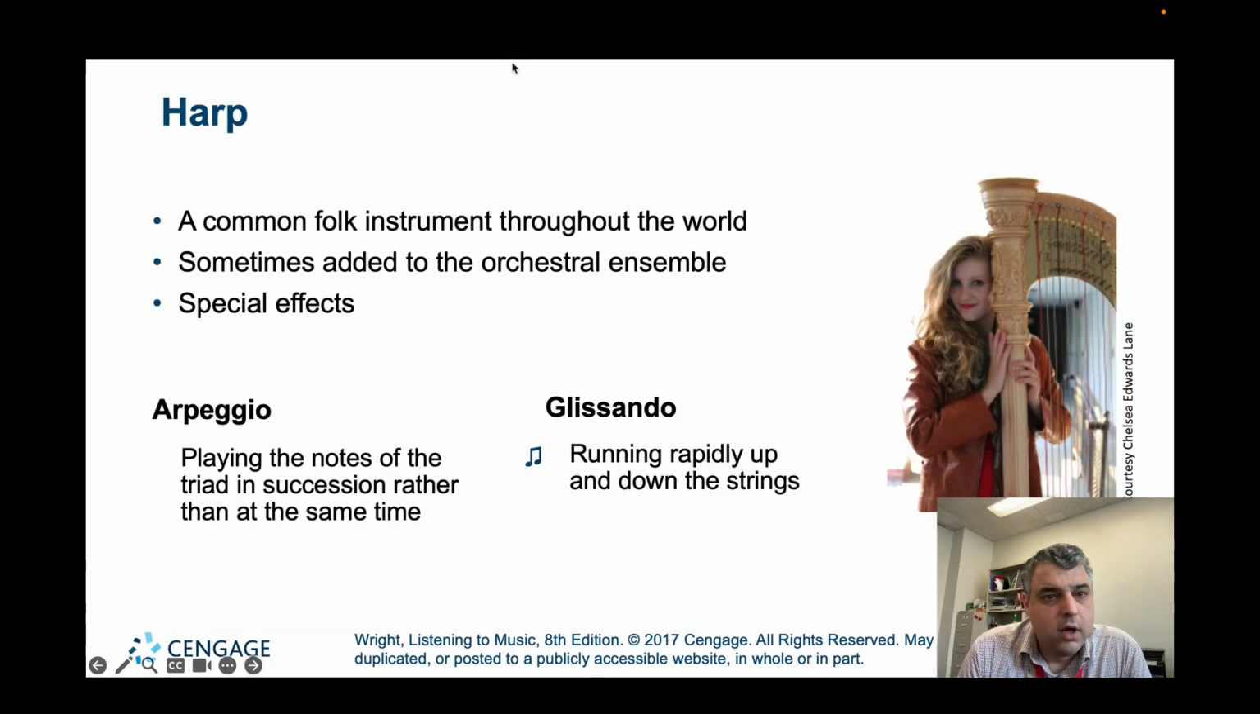The harp. The harp is a very important instrument that's found in the orchestra, and it's definitely an instrument that comes out in the Romantic period and certainly the 20th century. It's kind of a staple by the mid part of the Romantic period. It's a traditional folk instrument found throughout the world. It's definitely added to the orchestral ensembles, and lots of times the harp is used for color and effect.